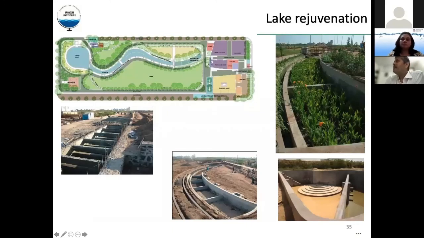Similarly, for a pond, you know that most of the water comes through the drain into the pond. So there is also a mechanism using this system. We can treat the water on the way, and then the clear water can reach the pond.